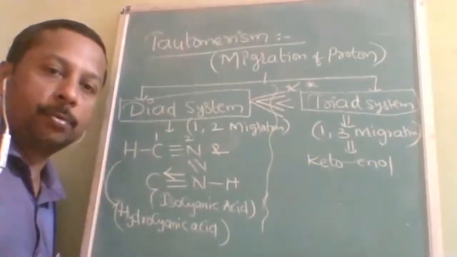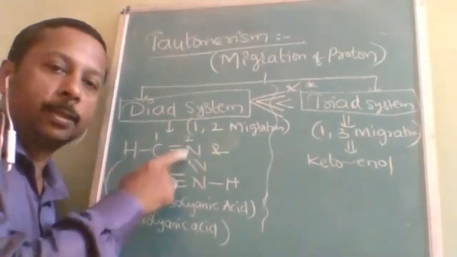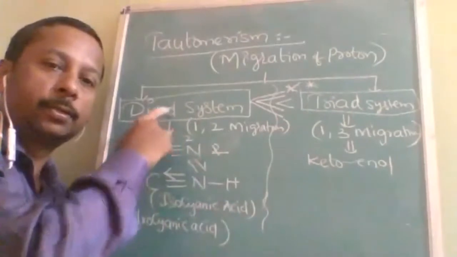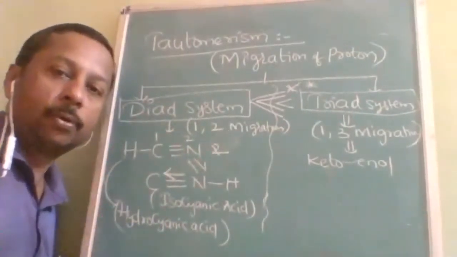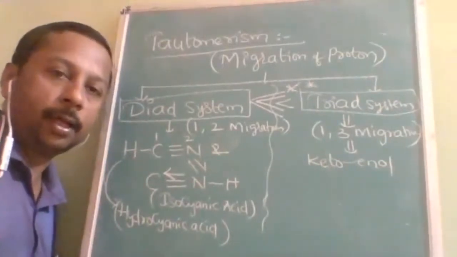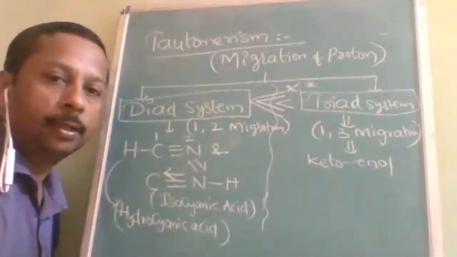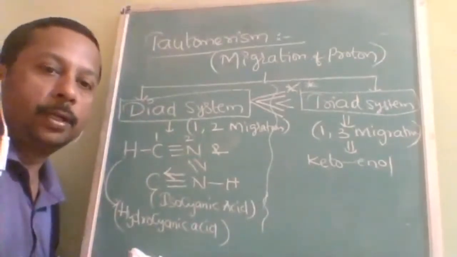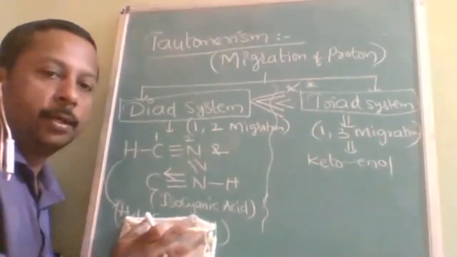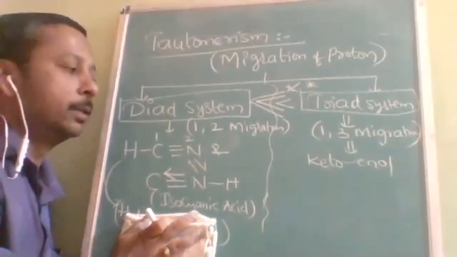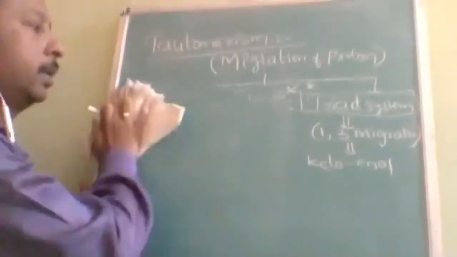It arises due to migration of proton from first atom to second atom. That's why it is called 1,2 migration. It is called a dyad system. So migration of proton, I think I got clarity, you got clarity, and dyad system also you must have got clarity. This is important only for information purposes. Mostly we may not expect good questions from the dyad system, but most of the questions will be based upon the triad system only.